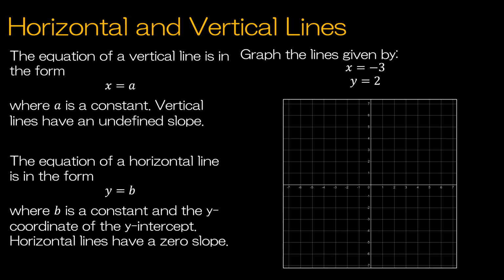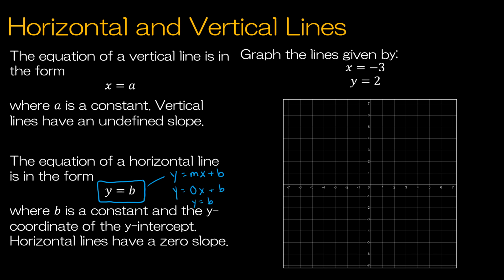Many students do a great job using slope-intercept form to graph a line. However, they get a little confused when dealing with horizontal and vertical lines. For instance, a horizontal line is in the form y equals b. And I wanted to start with that one because this one actually makes sense in terms of our slope-intercept form. Our slope-intercept form says y equals mx plus b. Well, in this case, m is 0. And that just gives us the result of y equals b.